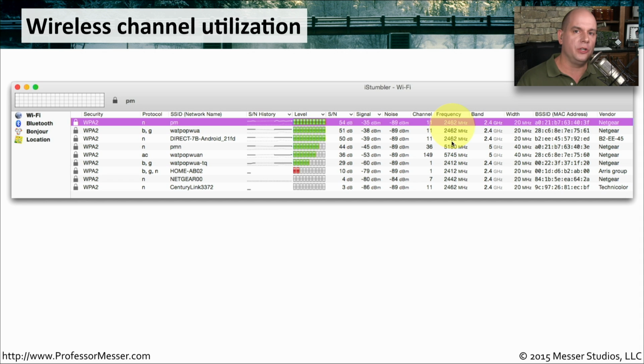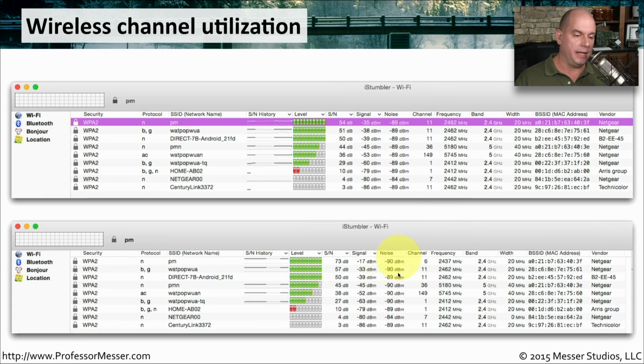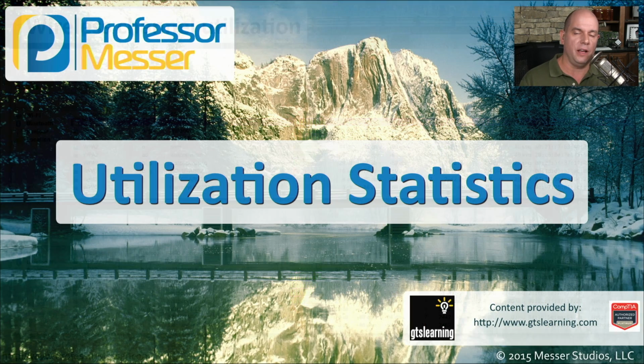So there's an opportunity here to improve the performance by changing the way that these wireless networks are going to be utilized. So I made a change on my access point and I modified this PM SSID to, instead of using channel 11, use channel 6. This is the modified one here at the bottom. And you can see the signal to noise ratio was 54 decibels originally. Now it's gotten much better. It's 73 decibels. The signal down at negative 35 decibels has now come up to negative 17. It's a big difference from where we were before. By removing that interference with the other frequencies, I was able to improve the performance and the overall utilization of my wireless network.